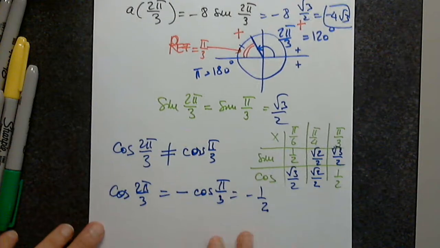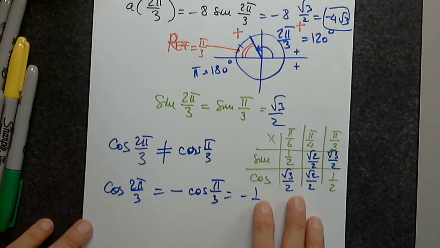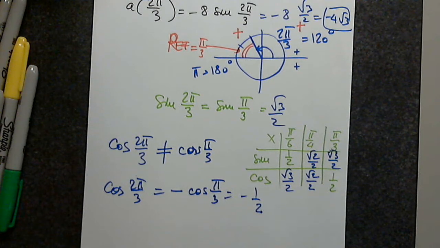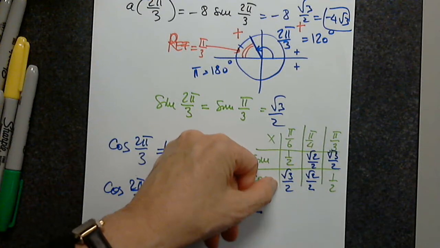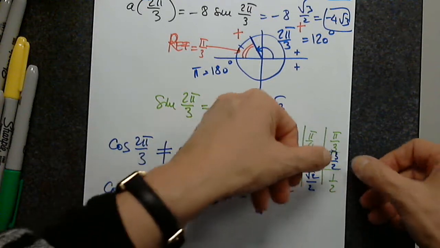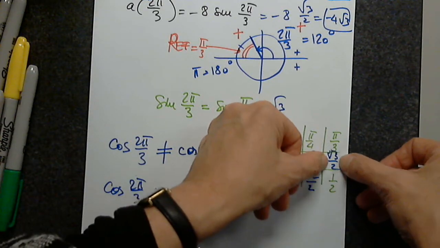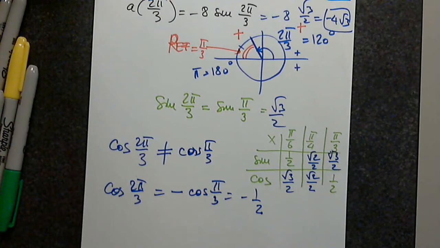Now, it is wise to remember this little chart. You really don't need anything else but this. So for the smallest angle, 1/2 and the square root of 3 over 2. For the largest angle, the square root of 3 over 2, 1/2. And for the middle angle, both are the same, the square root of 2 over 2.